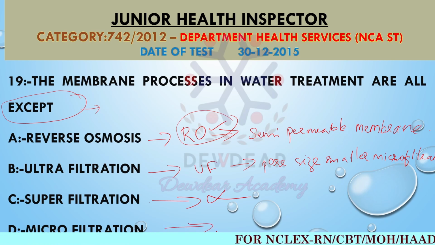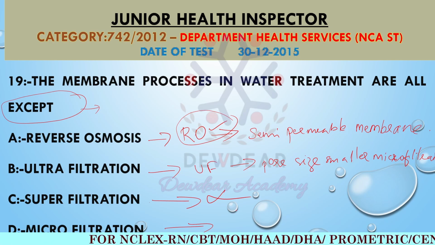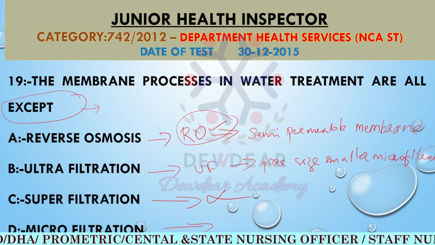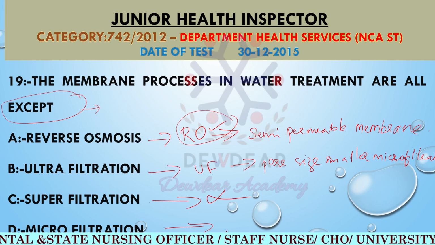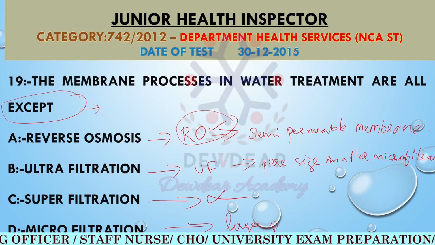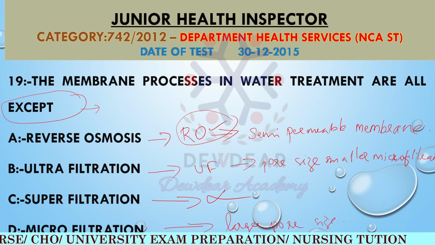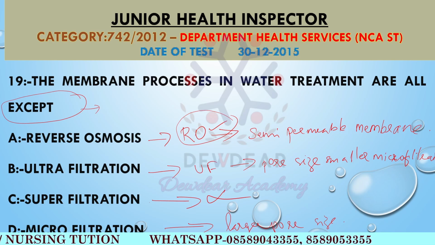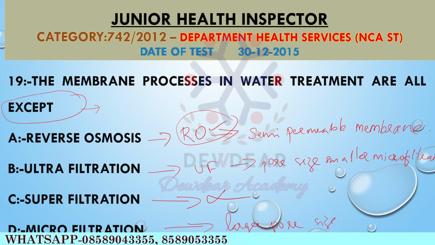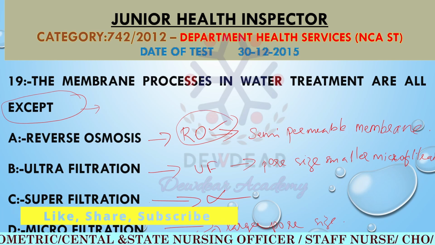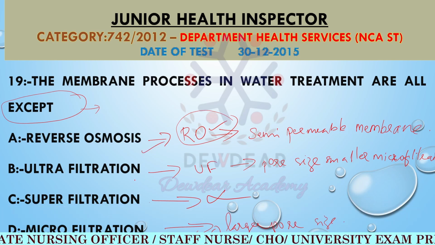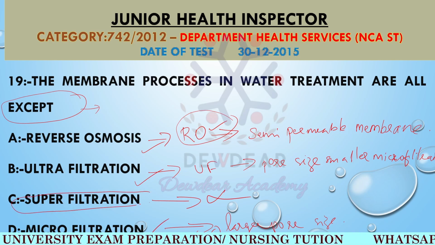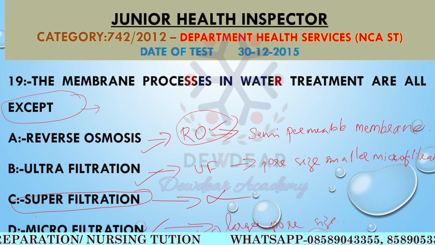Then we have microfiltration. Microfiltration means this is a membrane process that is used to remove larger particles such as suspended solids and some microorganisms. So it has larger pore size, and this is a standard membrane filtration method. So among these options, reverse osmosis is a membrane process, ultrafiltration is a membrane process, and microfiltration is a membrane process, but superfiltration is not a membrane process. So the correct answer is option C, superfiltration.